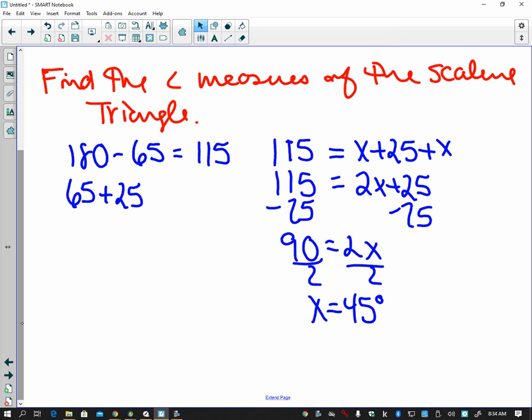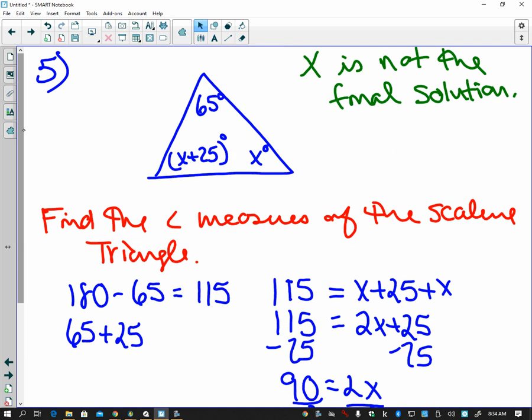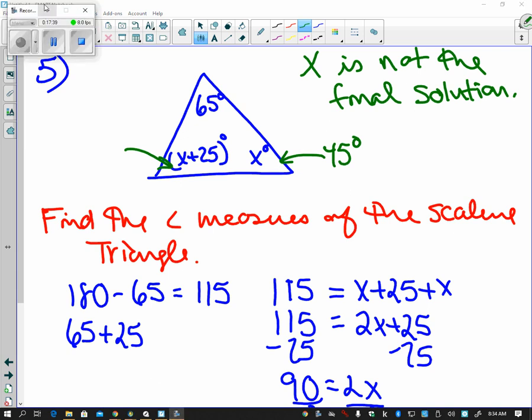But would that be enough? No. I would say that this is 45 degrees. And this is 45 degrees plus 25, which is what? Let me hit pause here. Okay, so we're going to say that this other angle is what? What's 45 plus 25? 70. Okay, so we're going to get 70 and 45 are our answers.